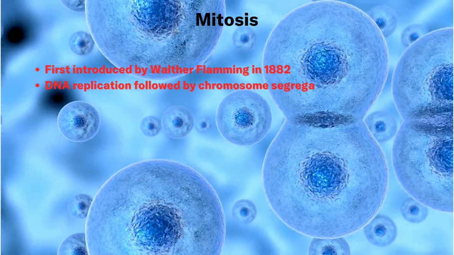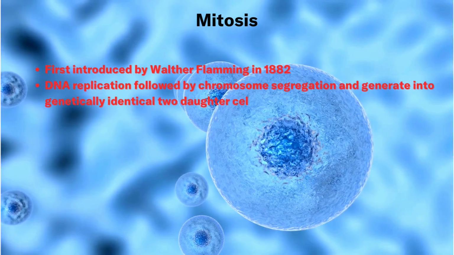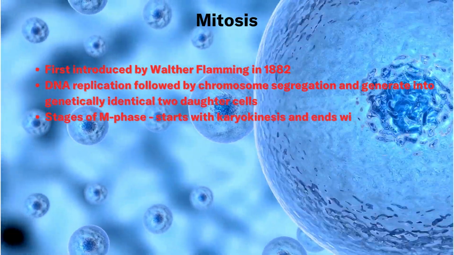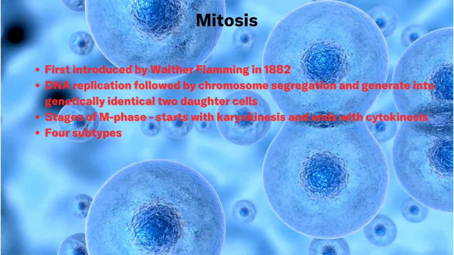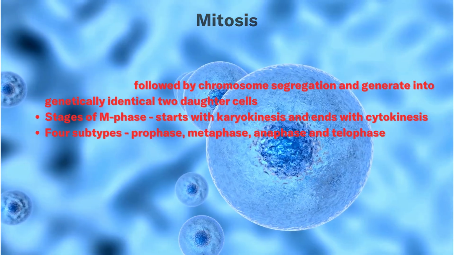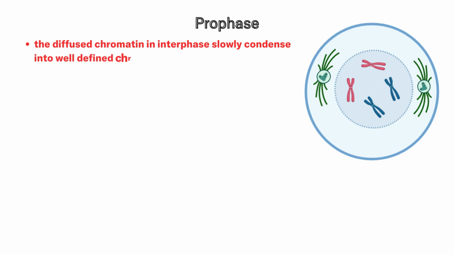DNA replication is followed by chromosome segregation, generating two genetically identical daughter cells. The stages of M phase start with karyokinesis and end with cytokinesis. There are four subtypes: prophase, metaphase, anaphase, and telophase. In prophase, the diffused chromatin in interphase slowly condenses into well-defined chromosomes. Each chromosome has two sister chromatids.